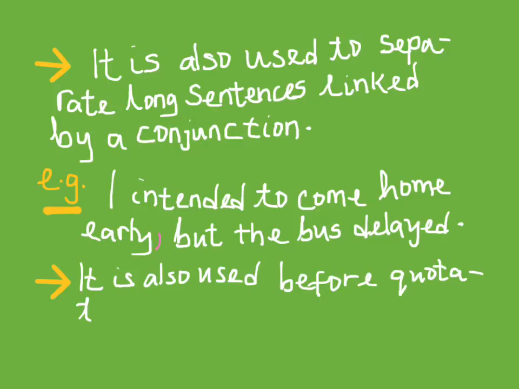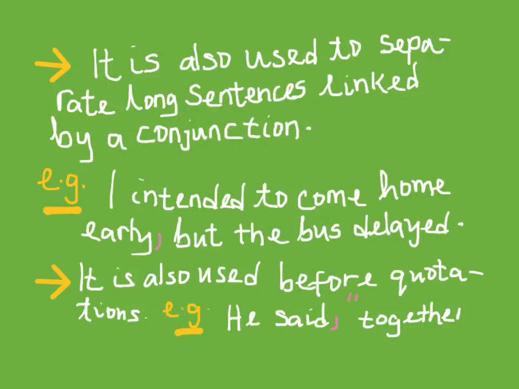The comma is also used before quotations. For example, he said, "Together we stand, divided we fall." So when you want to quote somebody who made a great speech, after announcing the person, like "he said," you put a comma before actually saying the quoted words. He said, "Together we stand, divided we fall." So the comma comes before the quotation mark, not after or in between.